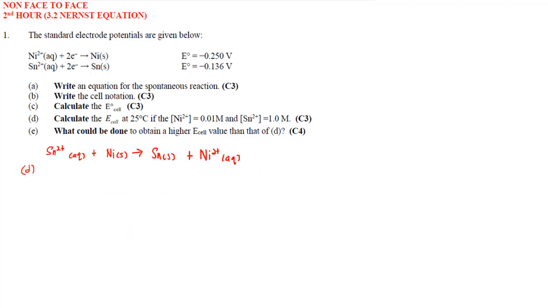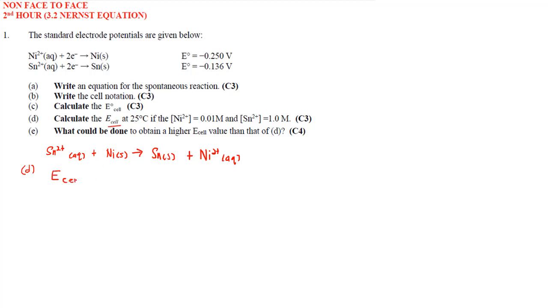Okay class, now let's have a look at question D. They ask us to calculate the E cell at 25 degrees Celsius if the concentration of nickel ion is 0.01 molar and concentration of tin ion is 1 molar lah. Okay, bila dia suruh calculate E cell tu, you kena tahu kita kena pakai Nernst equation lah. Okay, so we write the formula first.